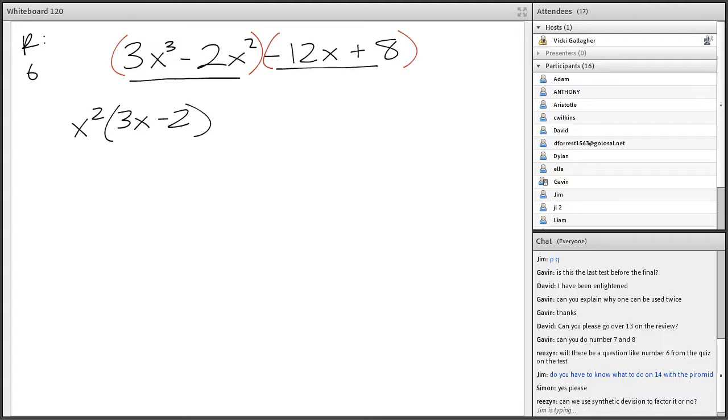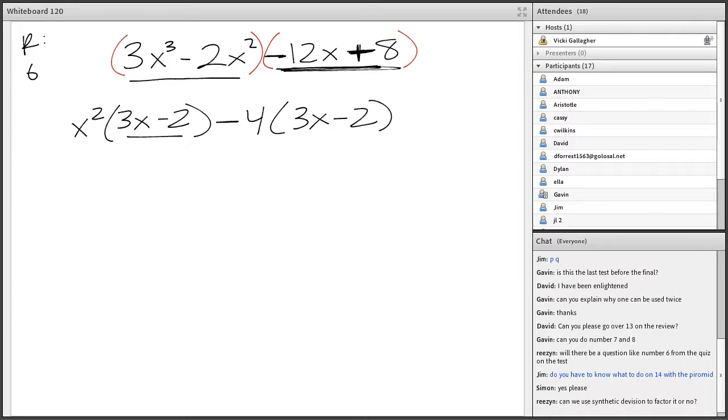Then we look at this one and we factor out what they have in common. Now, we're hoping that this parentheses turns into the same thing as this one. So 12 and 8 are definitely divisible by 4. My first parentheses has a positive 3x and a negative 2. This one right now has a negative and a positive. To change those signs, I'm going to factor out a negative 4. So 12 divided by negative 4 is positive 3, and 8 divided by negative 4 is negative 2.